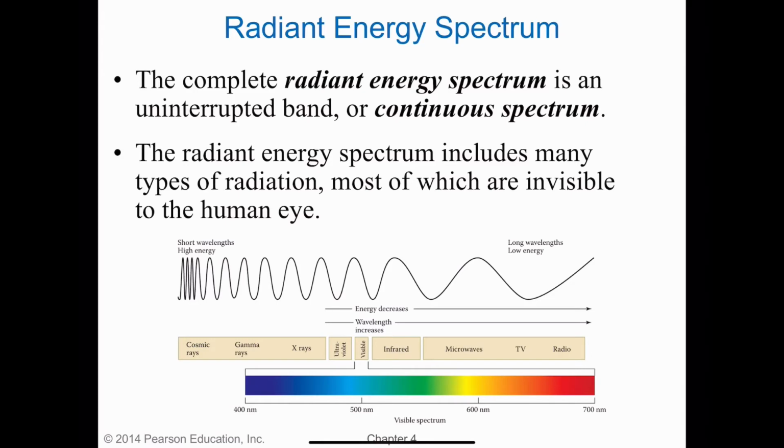So I alluded to different types of radiation. I mentioned gamma rays, X-rays, microwaves. Now, all of this together, we're calling the complete radiant energy spectrum. We've also got cosmic rays and TV and radio waves, but this is a continuous spectrum. And this 400 to 700, it's a little bit arbitrary, but that is just a tiny, tiny band of the electromagnetic spectrum, which we call the visible light.